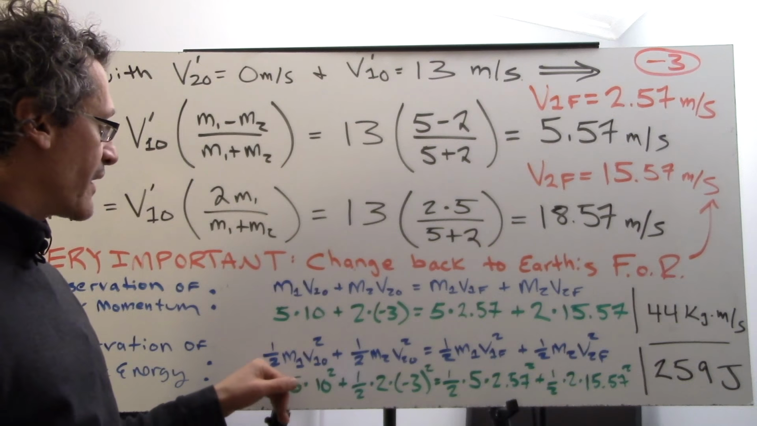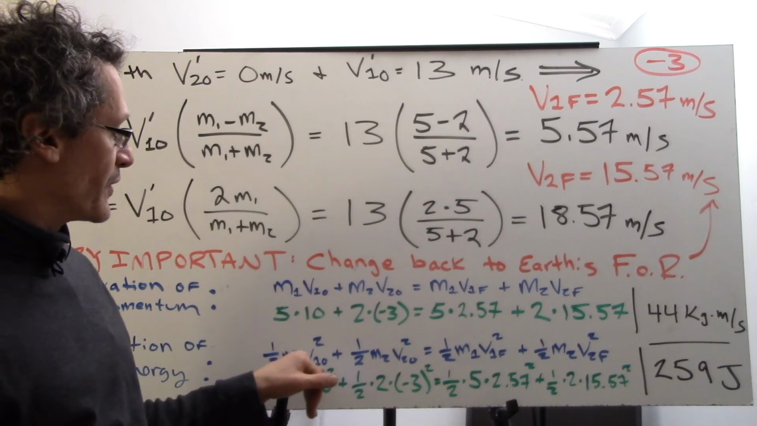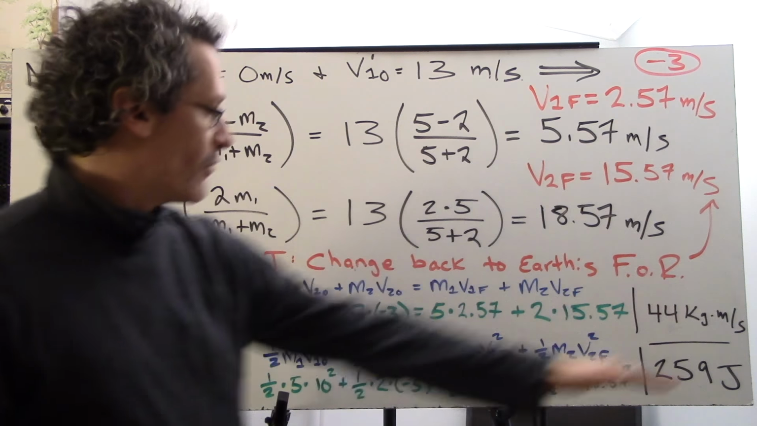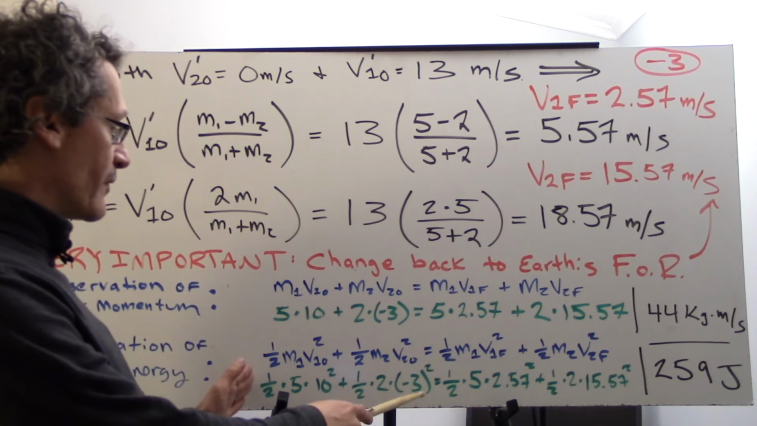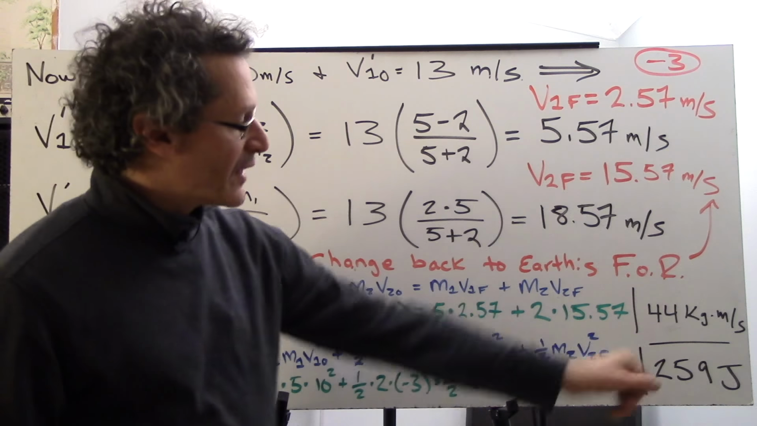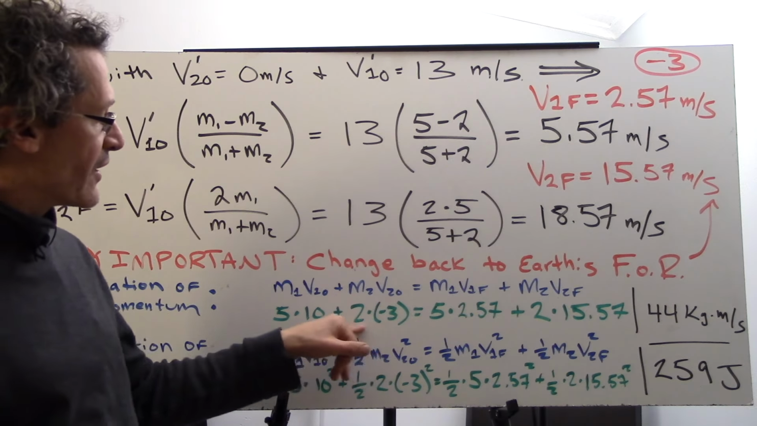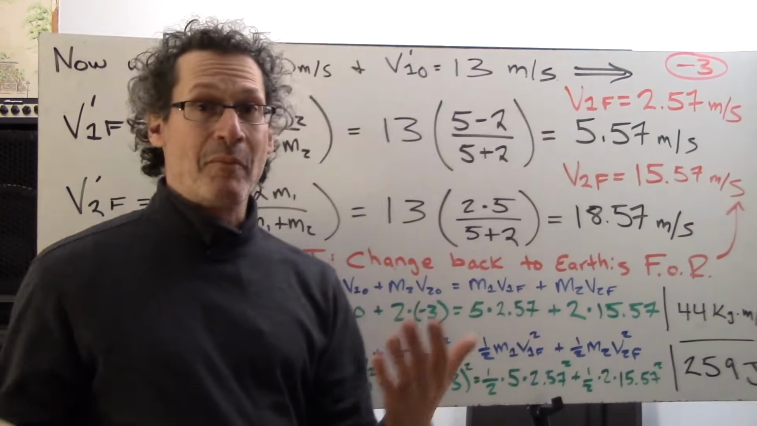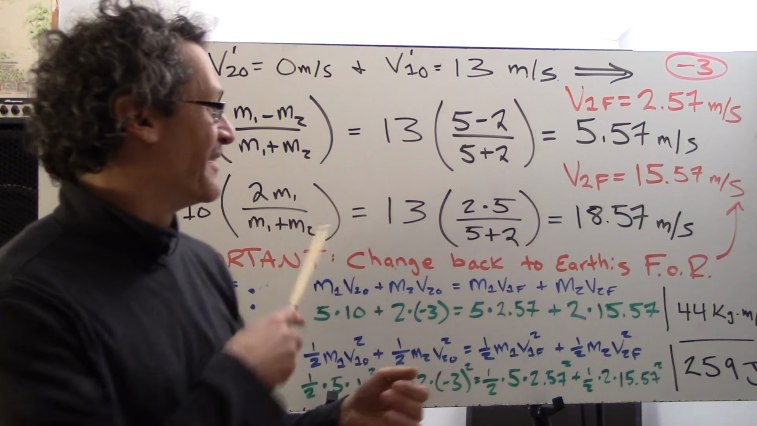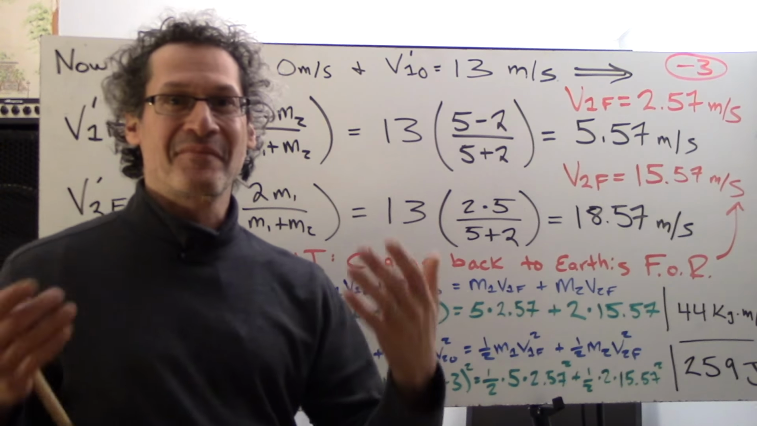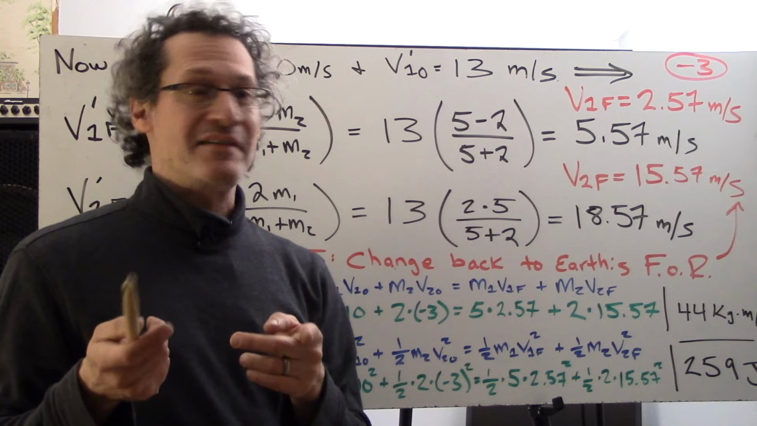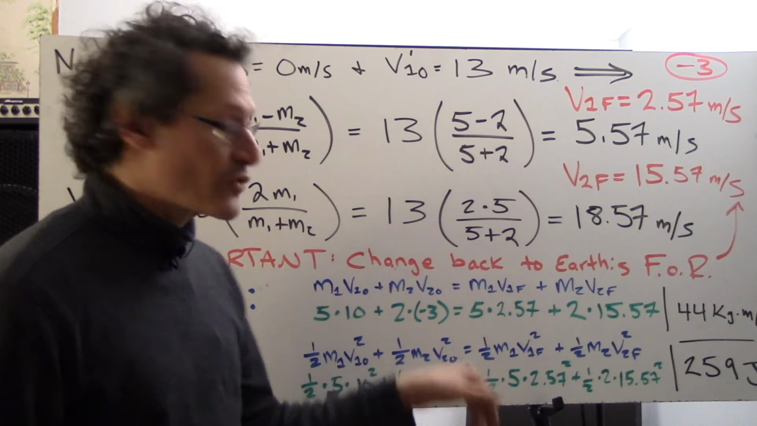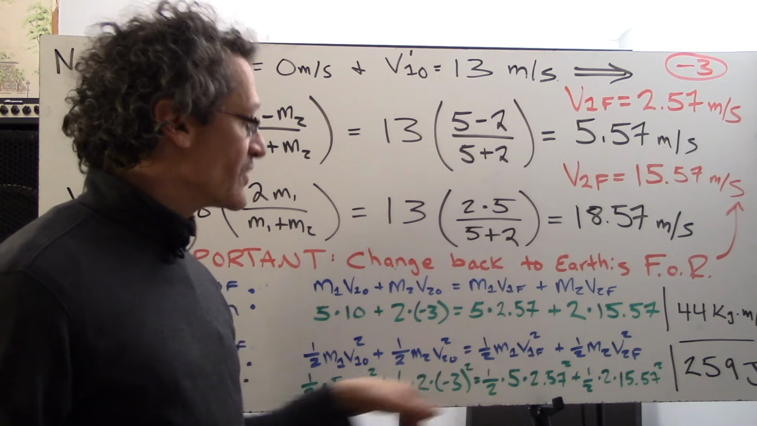In the case of kinetic energy, it's 1/2 mv squared. So we have m1 v1 naught, m2 v2 naught, m1 v1 final, m2 v2 final. We add the kinetic energies up, and we get 259 joules. Note that here, because of the negative, and the fact that momentum is a vector, this actually subtracts. But here, because it's a negative 3 squared, that becomes positive. So energies just add together.